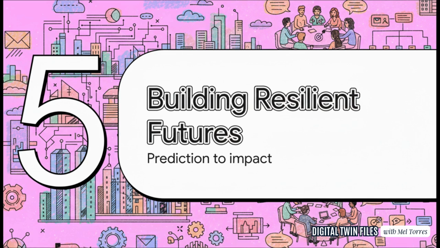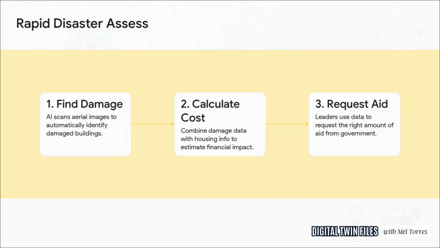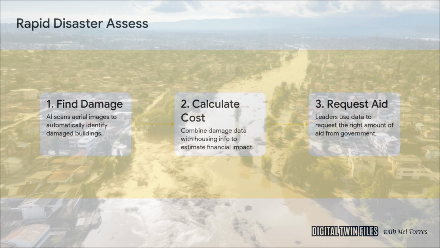Let's take a real world use case, disaster response. Imagine a hurricane or an earthquake hits. The old way, teams on the ground slowly, painstakingly inspecting damage, building by building. It could take weeks. The new way, the digital twin kicks in. AI scans the latest aerial images, instantly flags damaged structures, cross references that with housing and economic data to calculate the financial impact, and boom, city leaders have the data they need to request the right amount of aid and get it to the right people fast.